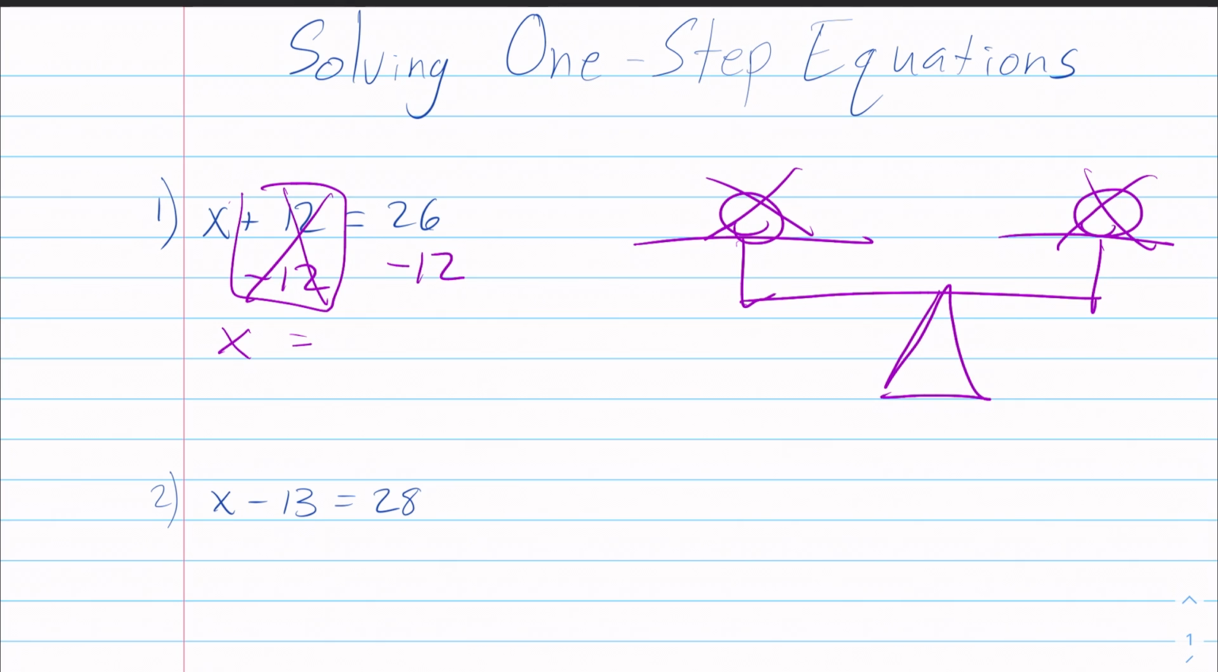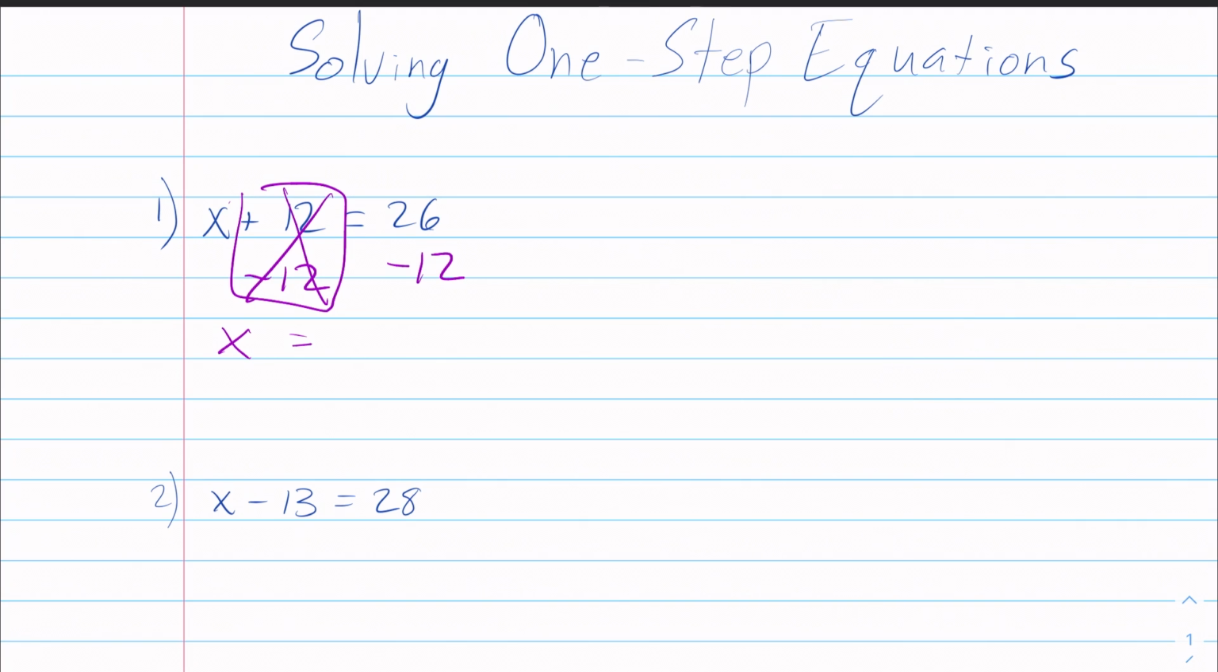That means equal. So whenever we start messing around with equations, we have to make sure to do the same thing on both sides. Over here, I subtracted 12. Over there, I subtract 12. And then I wind up with x equals 14.